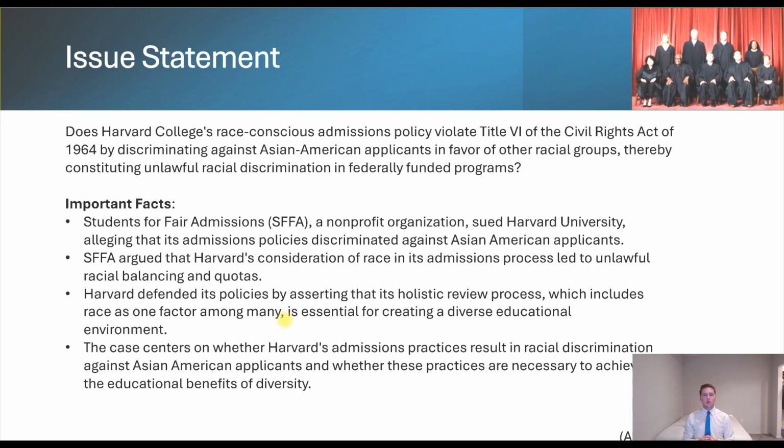The SFFA, a nonprofit organization, sued Harvard University, alleging that its admission policies discriminated against Asian American applicants. They also sued them for consideration of race in its admission process, which led to unlawful racial balancing and quotas. Harvard defended its policies by asserting that its holistic review process, which includes race as one factor among many, is essential for creating a diverse educational environment.